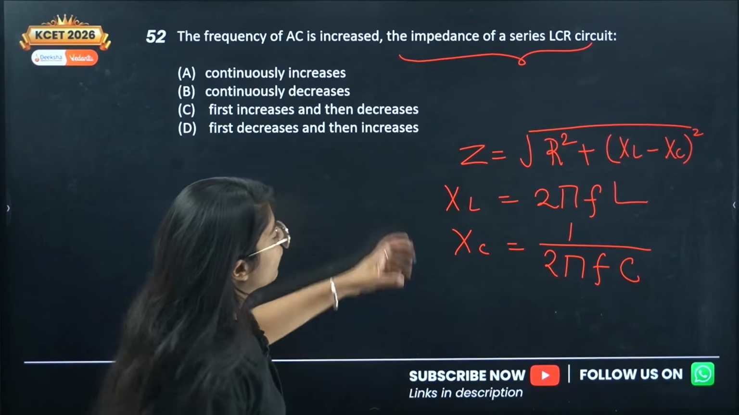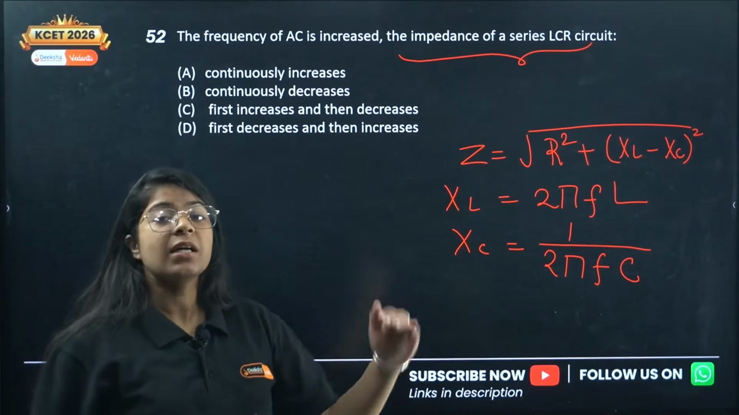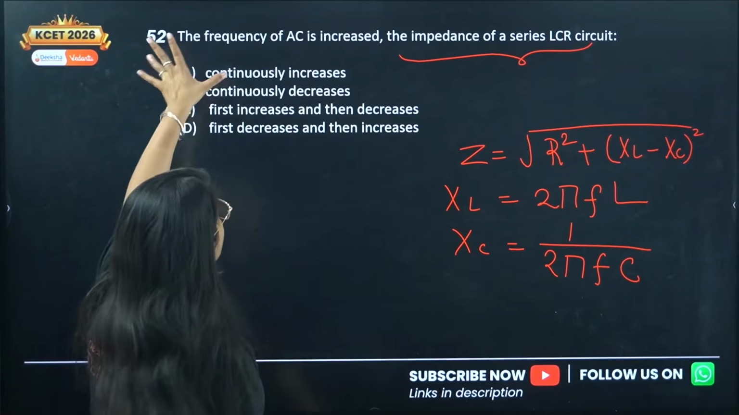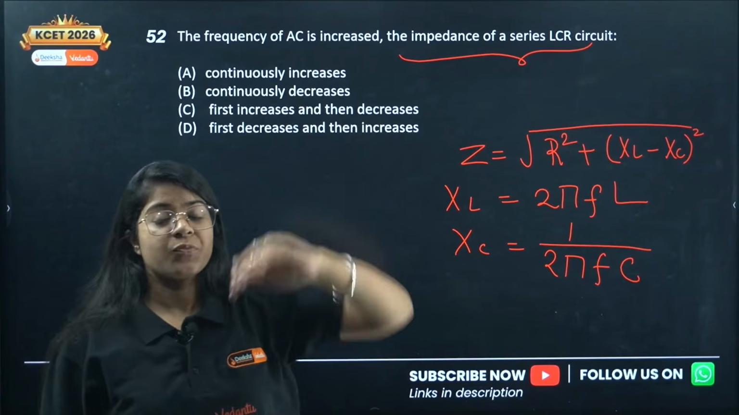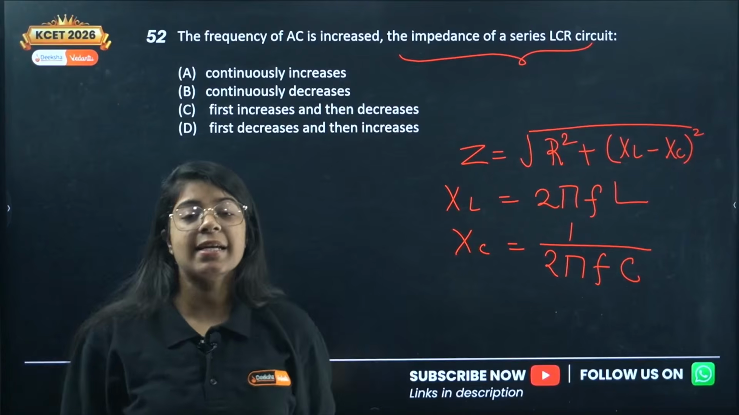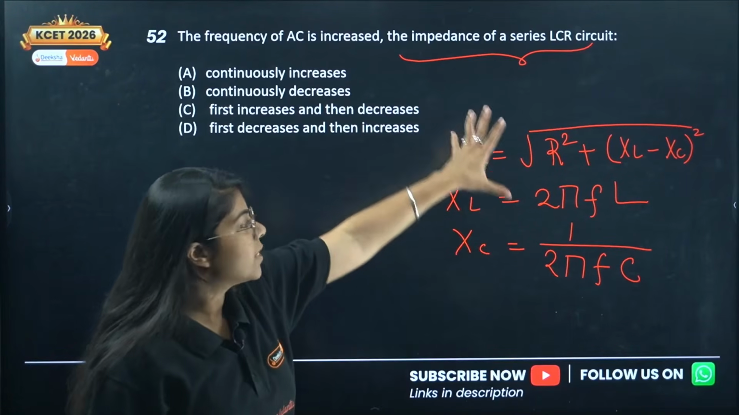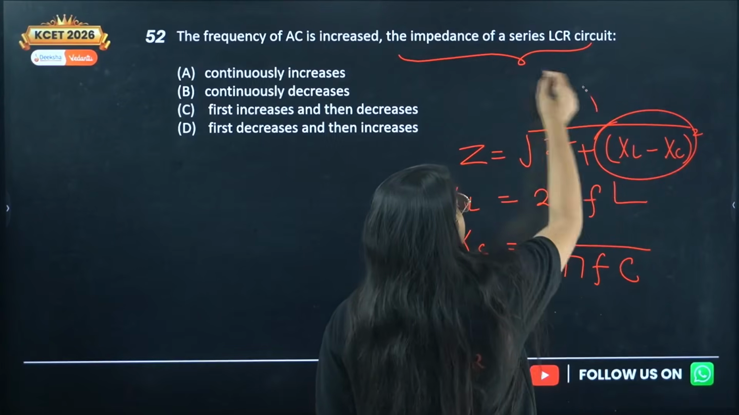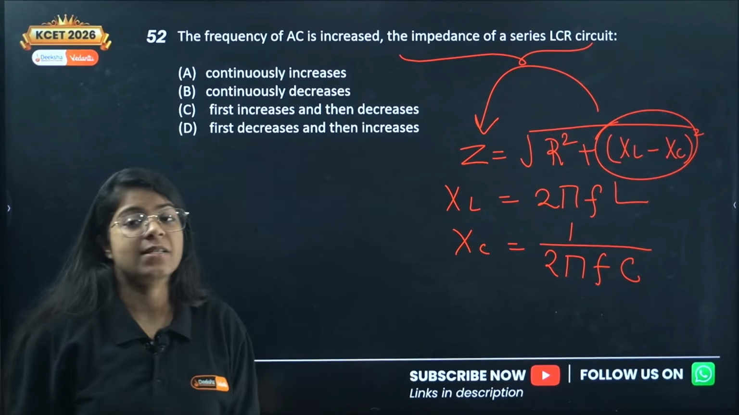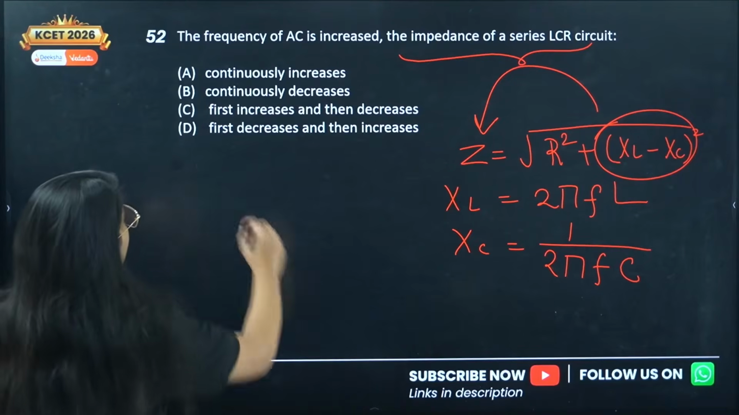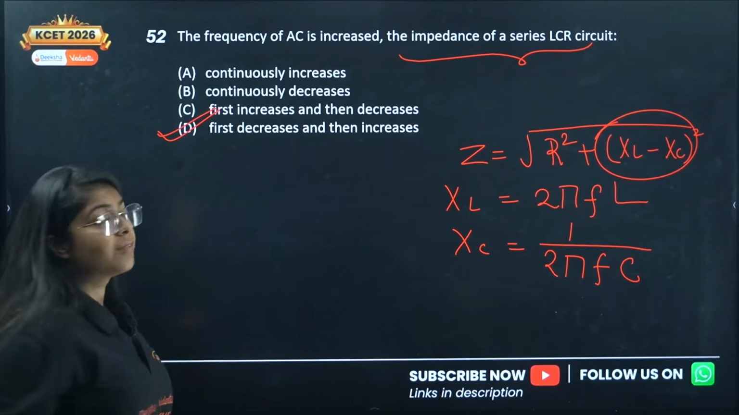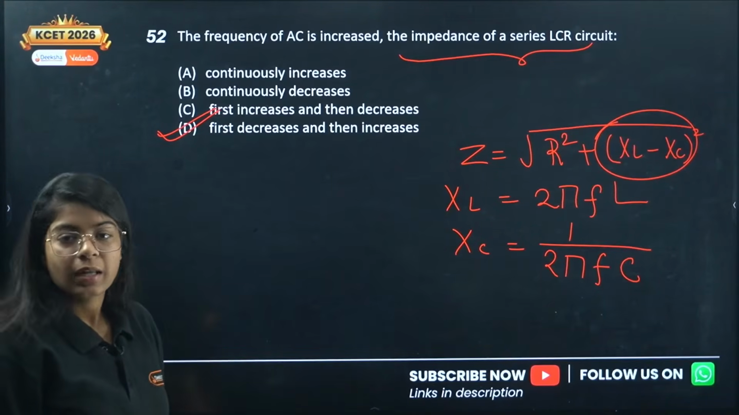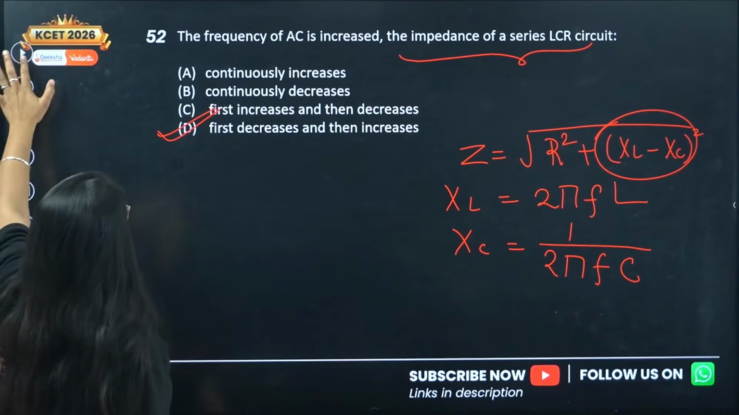Now at low frequency, XL minus XC decreases. But here the frequency of AC is increased. So as the frequency is increasing, the XL minus XC term increases and hence in turn the total impedance increases. So the correct option is it first decreases and then increases. Correct? Okay.